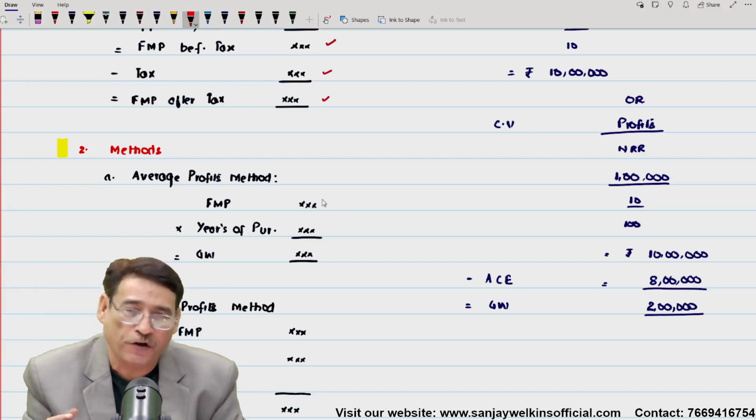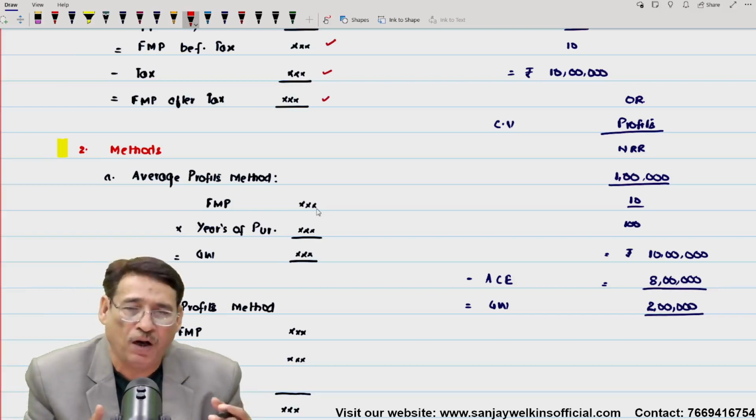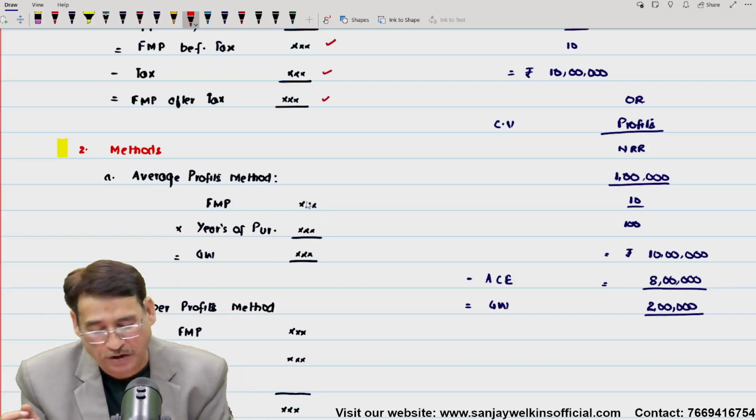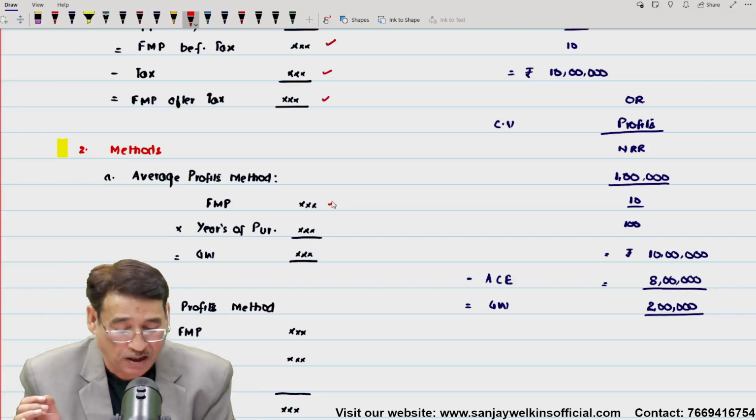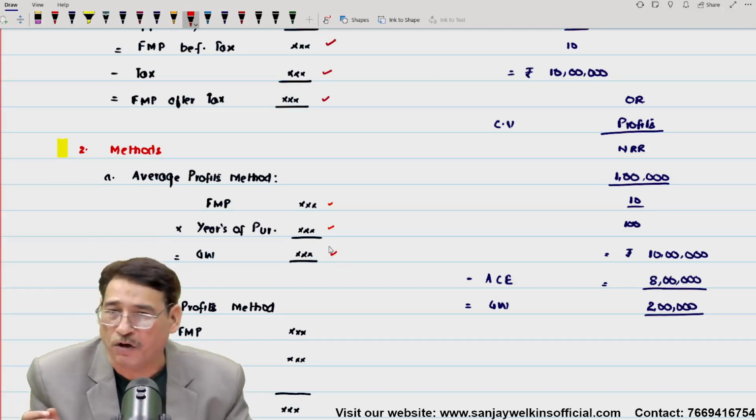So average profit method, earlier you used to write profits multiplied with years of purchase, and now instead of writing simply average profit or actual profits, you will simply take into account future maintainable profits. You'll multiply it with the years of purchase, and then you can easily get your goodwill.